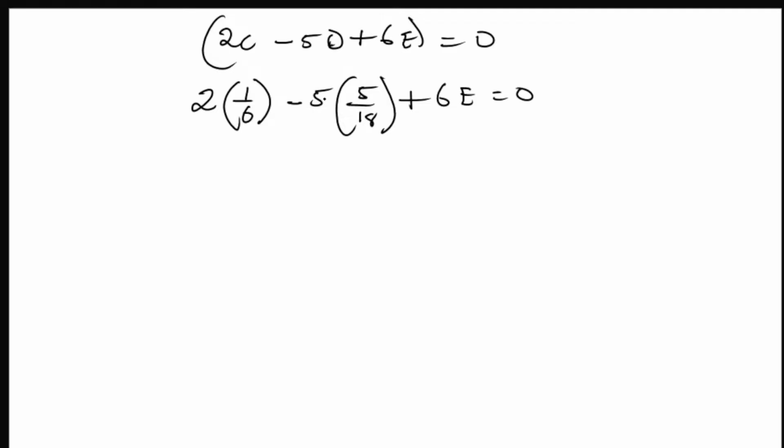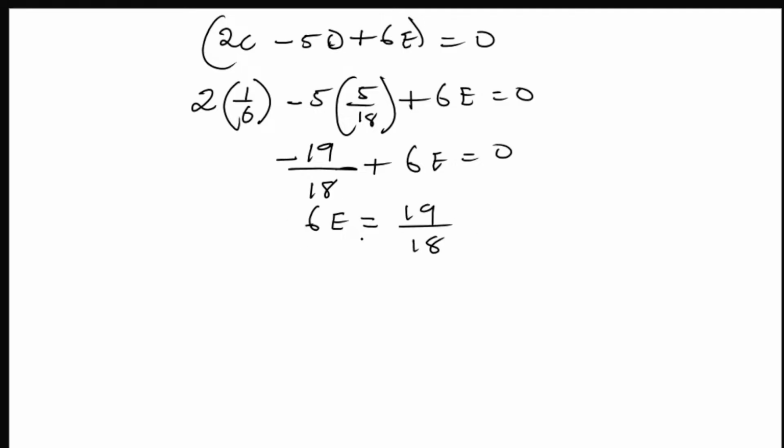So what you have here, if you punch your calculator, you have 2 of 1 over 6 minus 5 of what? 5 over 8. This will give you minus what? 19 over what? 18 plus 6E, and this will be equal to 0. So what you simply have is 6E is equal to 19 over 18, because this is crossing an equality sign.